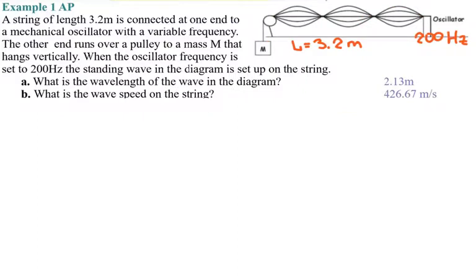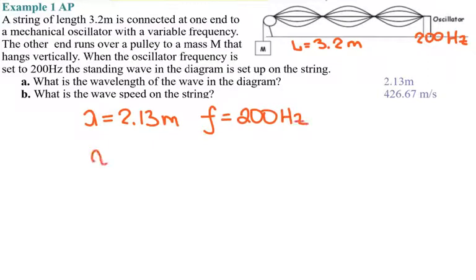For part B, they ask, what is the wave speed in the string? I have the wavelength and I have the frequency. The wavelength is equal to 2.13 meters and the frequency is equal to 200 Hertz. So I can find the velocity of the wave, which is 2.13 times 200, which gives me 426 meters per second.